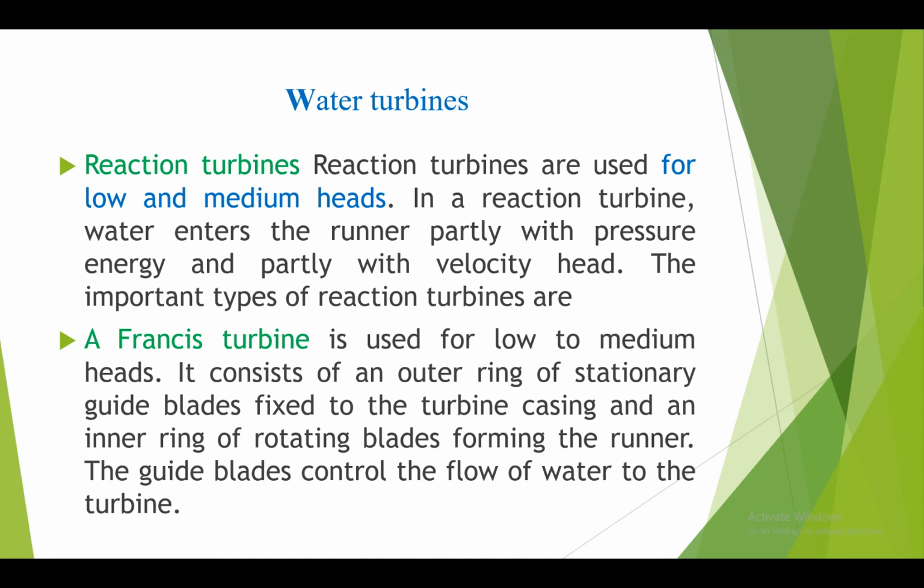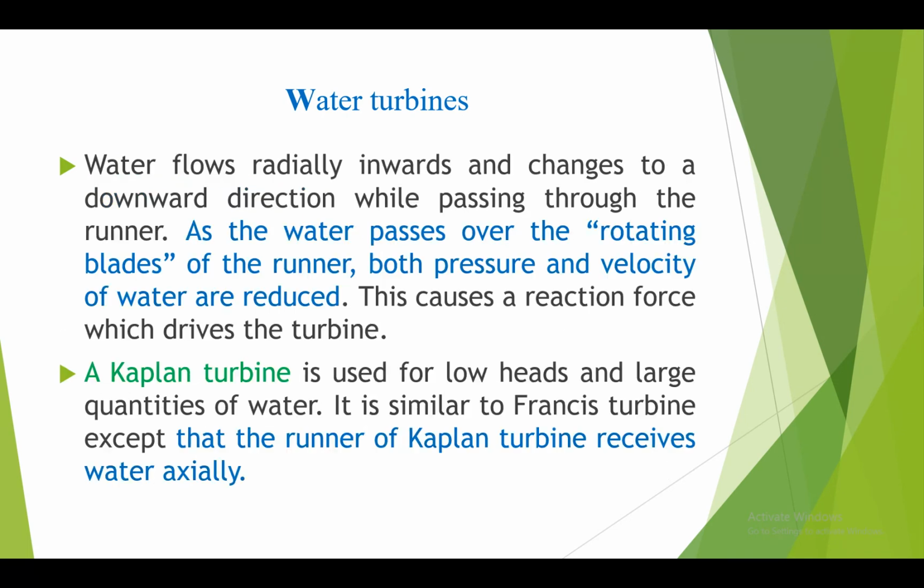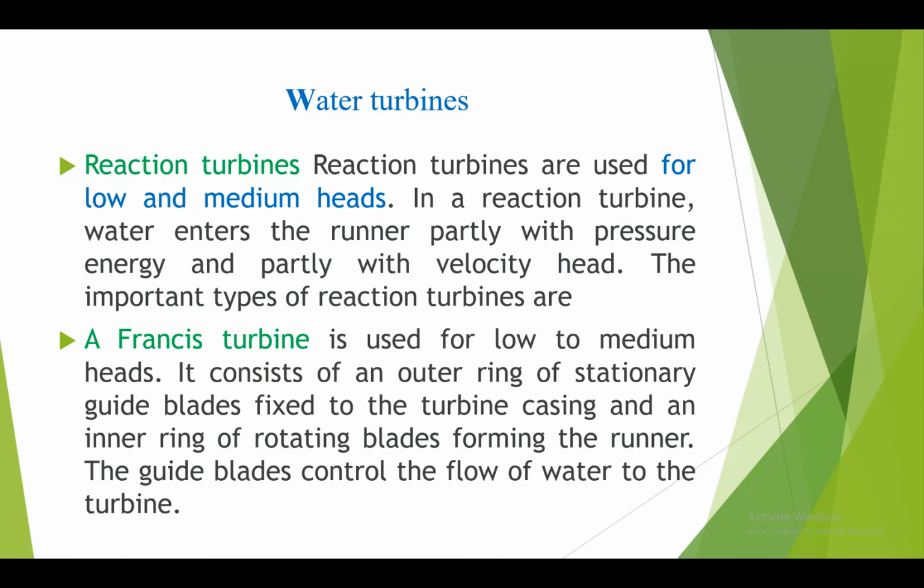So this is how a Francis turbine is made. Water flows radially inwards and changes to a downward direction while passing through the runner. As the water passes over the rotating blades of the runner, both pressure and velocity of water are reduced. This causes a reaction force which drives the turbines. So as we know that in reaction turbine, water enters the runner partially with the pressure energy and partially with the head. Because of head, it has some velocity.